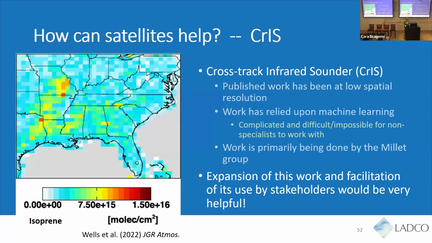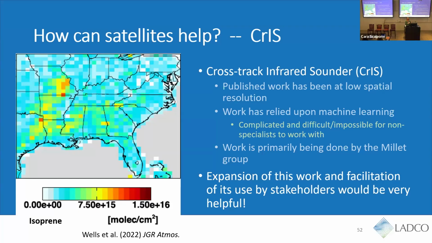The Cross-track Infrared Sounder, CrIS, is the primary one among those. And I think it's on actually three US satellites, and I ran across at least one paper on a Chinese satellite too. It's been used for ammonia, and Dylan Millet's lab at Minnesota is, as far as I know, the only one doing a lot of work on VOCs with that, and there's some really nice work. The work I've seen published has been at pretty low spatial resolution. I don't think that's an inherent limitation of the instrument. I think they said, let's start with this coarser resolution. I think you can go finer.